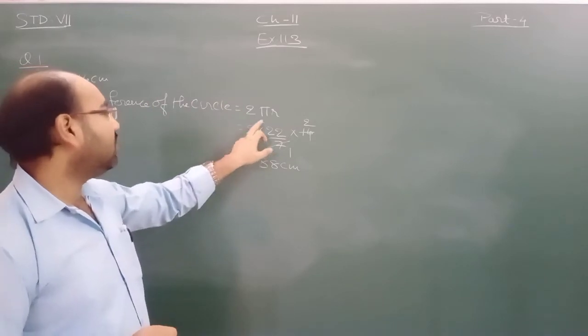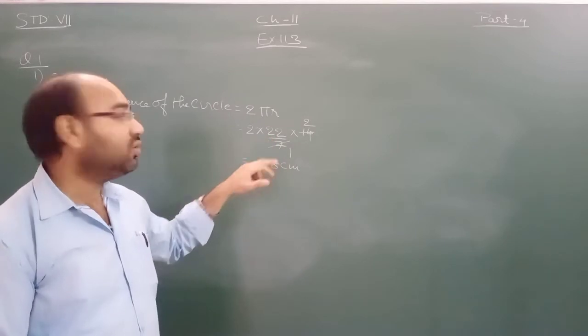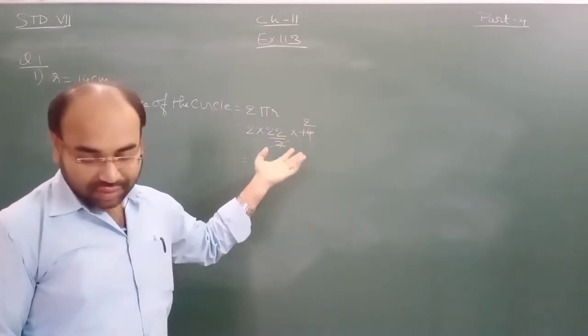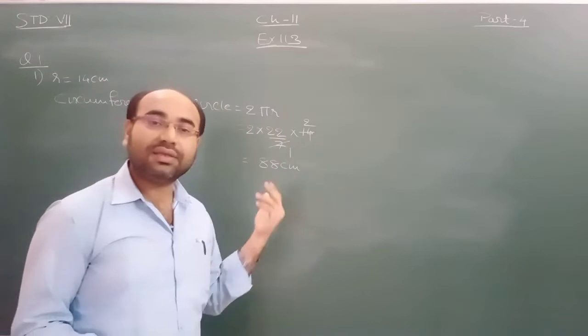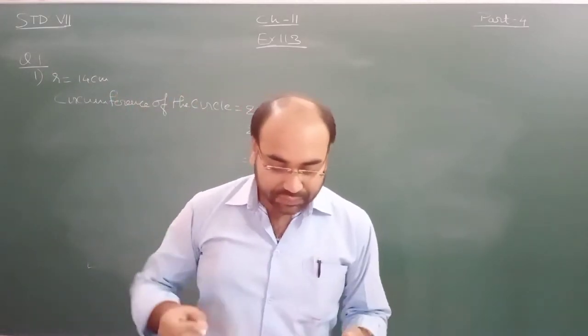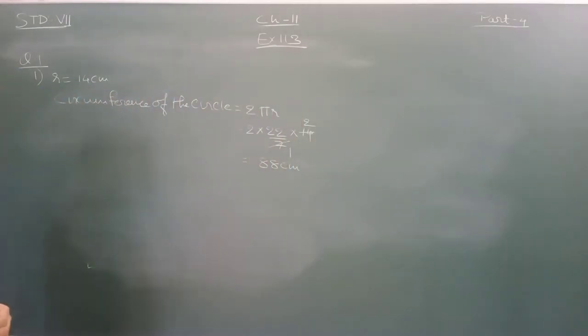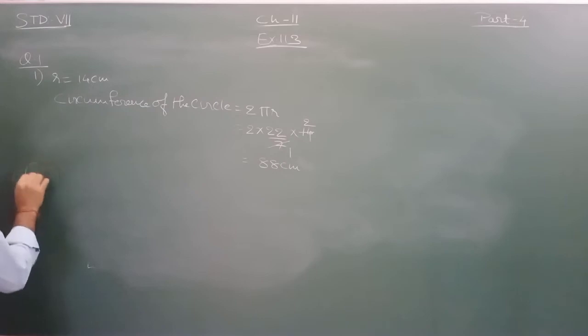You have to go to 2 pi r, so 2 into 22 upon 7. Second one is into 28, so 7 4s are 28. Third is 21, so 7 3s are 21. Just multiply, you will get the answer. Now question number 2, we have to find out the area. Again we have to take the value of pi as 22 upon 7.